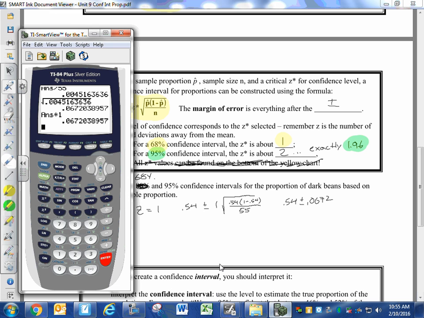So I got 0.54 plus or minus 0.0672. What I'll do is take that value, add it to 0.54. Gives me my high end. And I'll take that value and subtract it from 0.54. If you have the newer operating system, you could just subtract and pop up here. Press enter. Press enter again. And you get 0.4727.